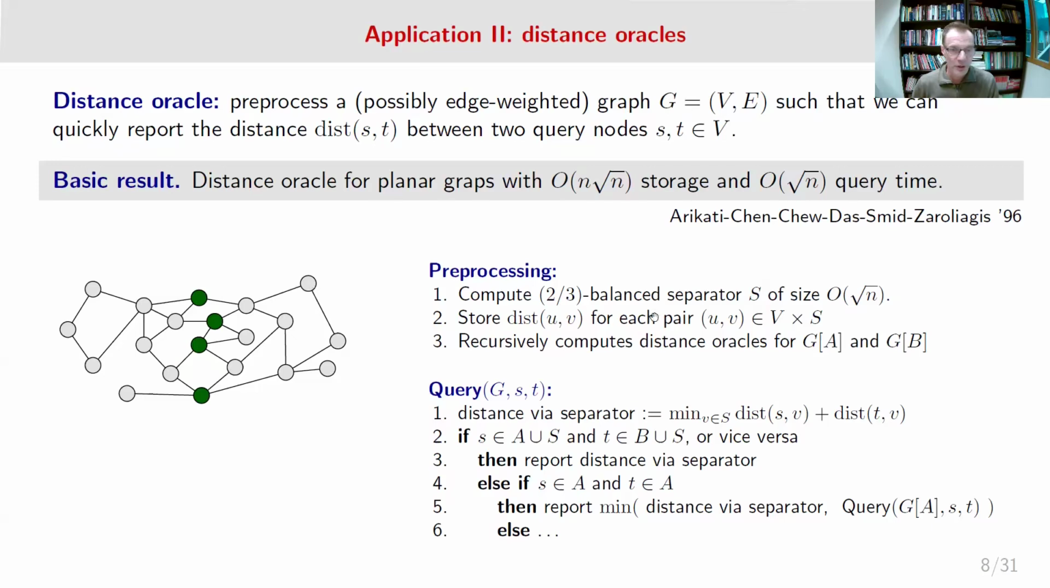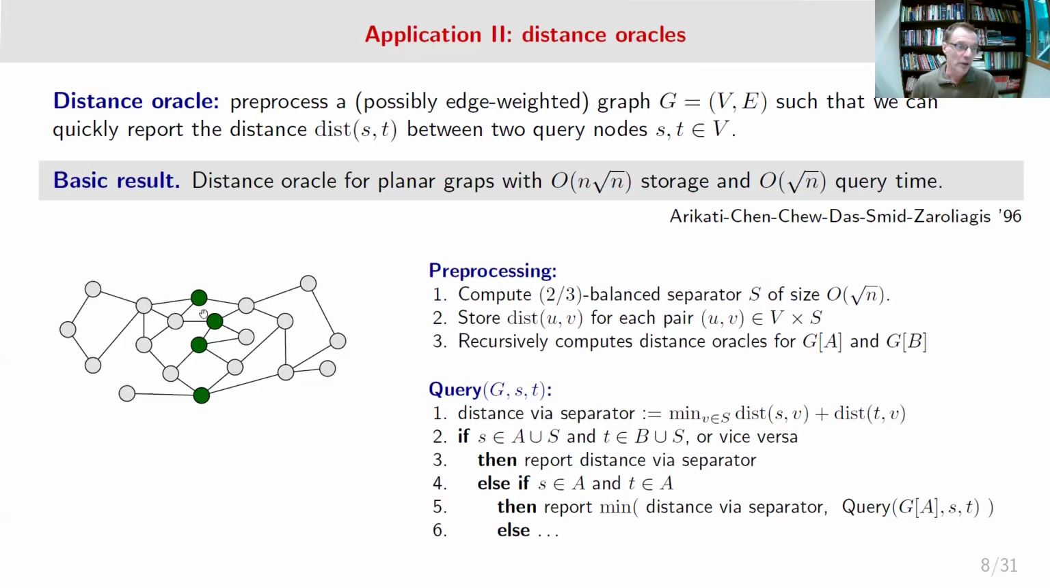So as a query, I have 2 nodes, S and T. I first compute the distance if I insist on going via the separator. So what is that distance? Well, it's the minimum over all nodes in the separator of the distance of S to that node plus the distance of T to that node. Okay, that is the best possible if you insist on going via the separator.